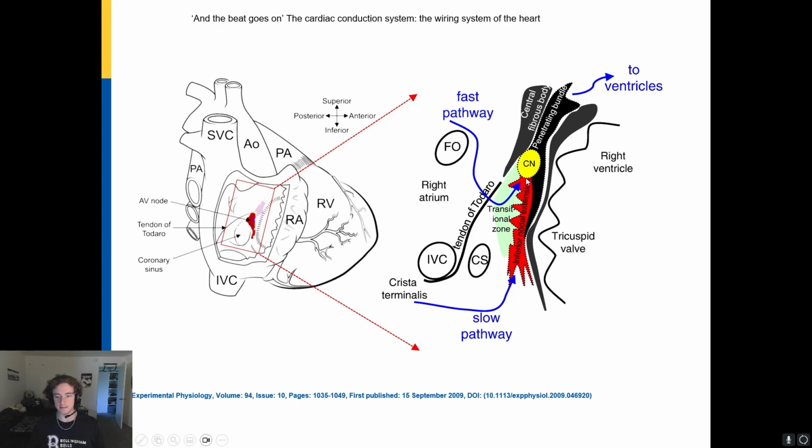And then coming off of the compact node is this structure called the inferior nodal extension, and that'll be really important when we talk about the weird rings of conductive tissue.